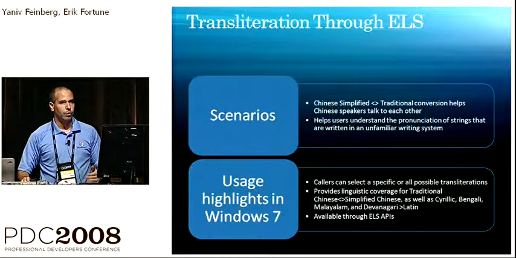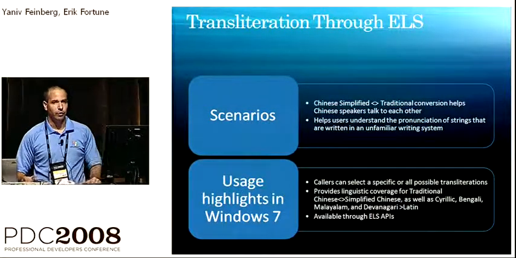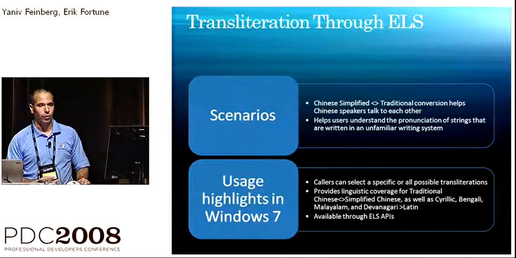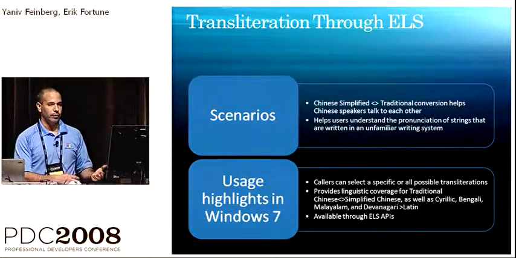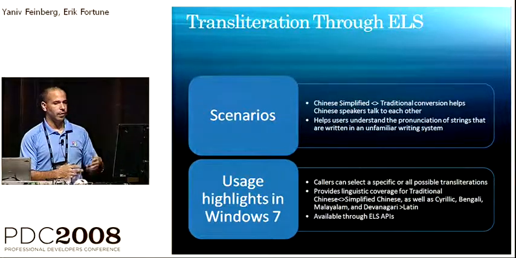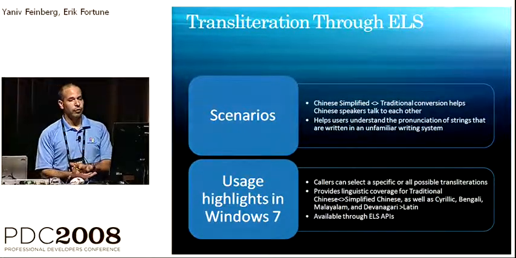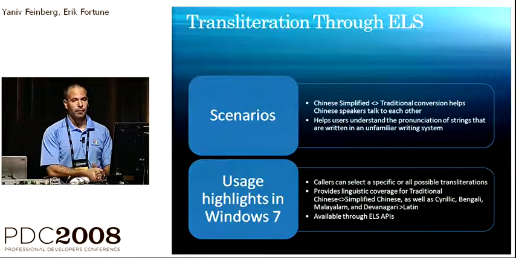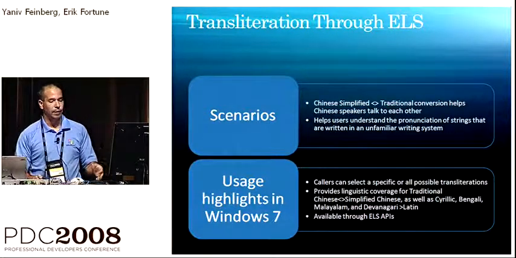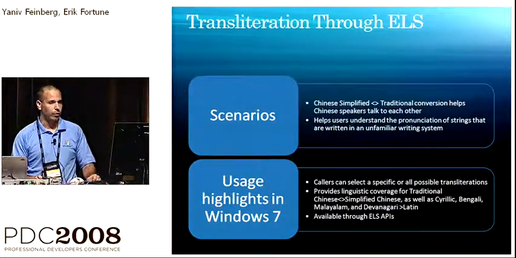So the next service that we provide to you is the transliteration. Transliteration is basically a tool that allows you to change from one writing system to another. The transliterations that we provide include simplified to traditional Chinese. We also provide Cyrillic, Bengali, Malayalam, and Devanagari to Latin, and so forth.